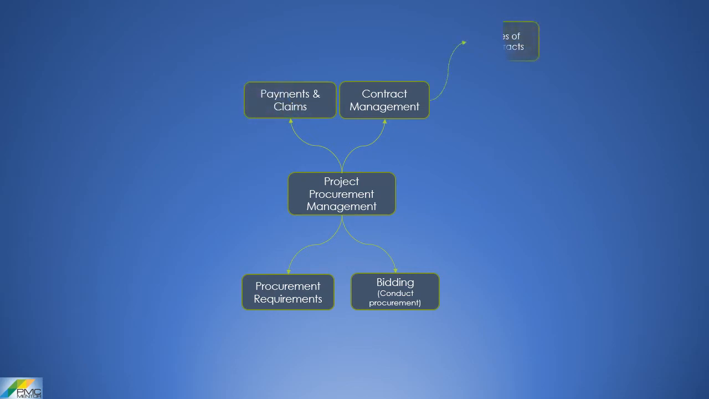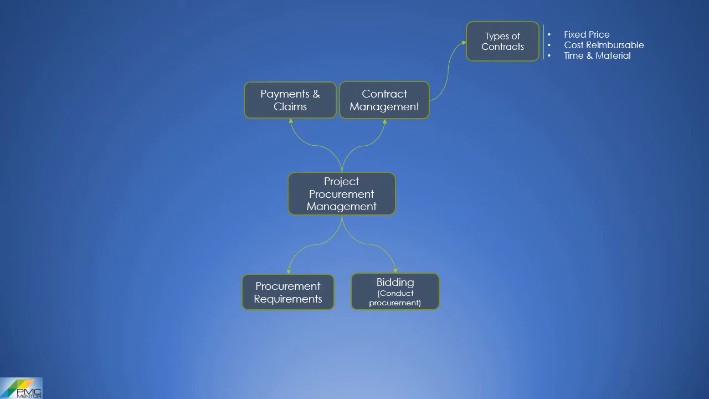So, first key concept in procurement is contracts. A contract is a legal document between a buyer and a seller. Contracts can be classified into 3 types, that is, fixed price, cost reimbursable, and the third one is time and material. Each type has different variants.